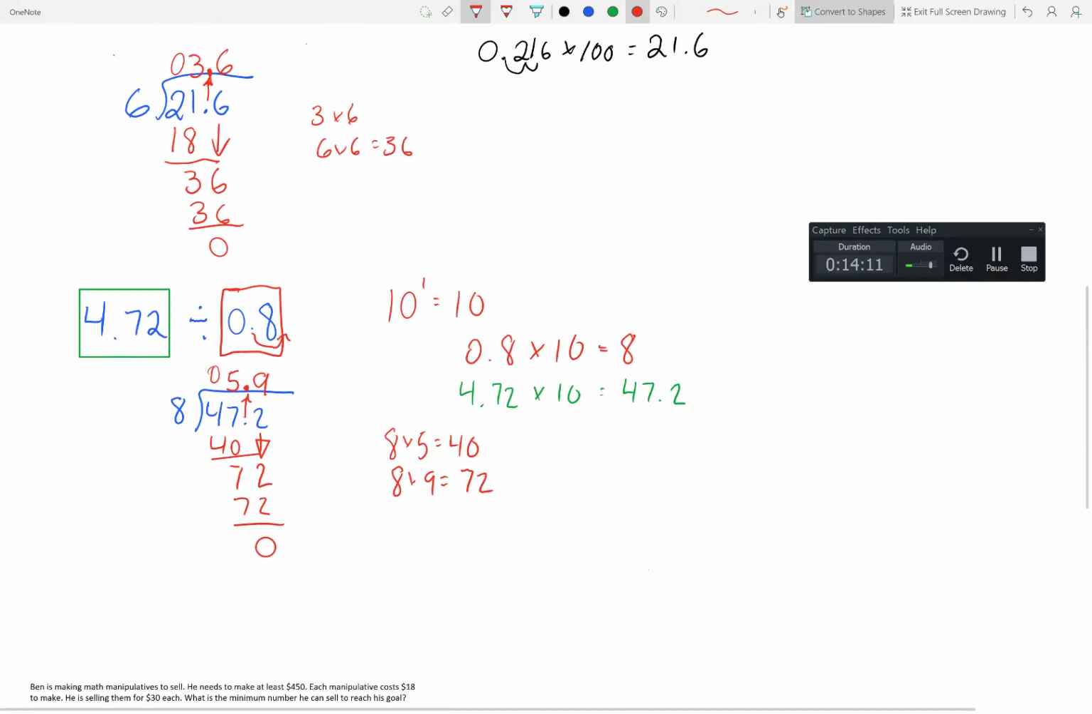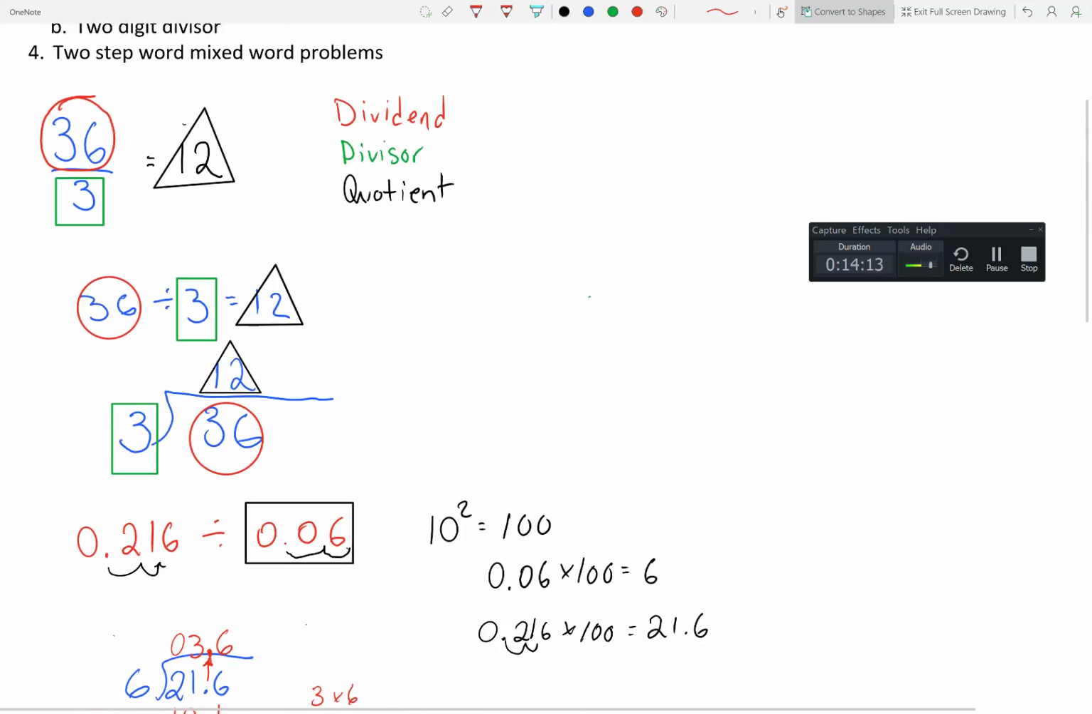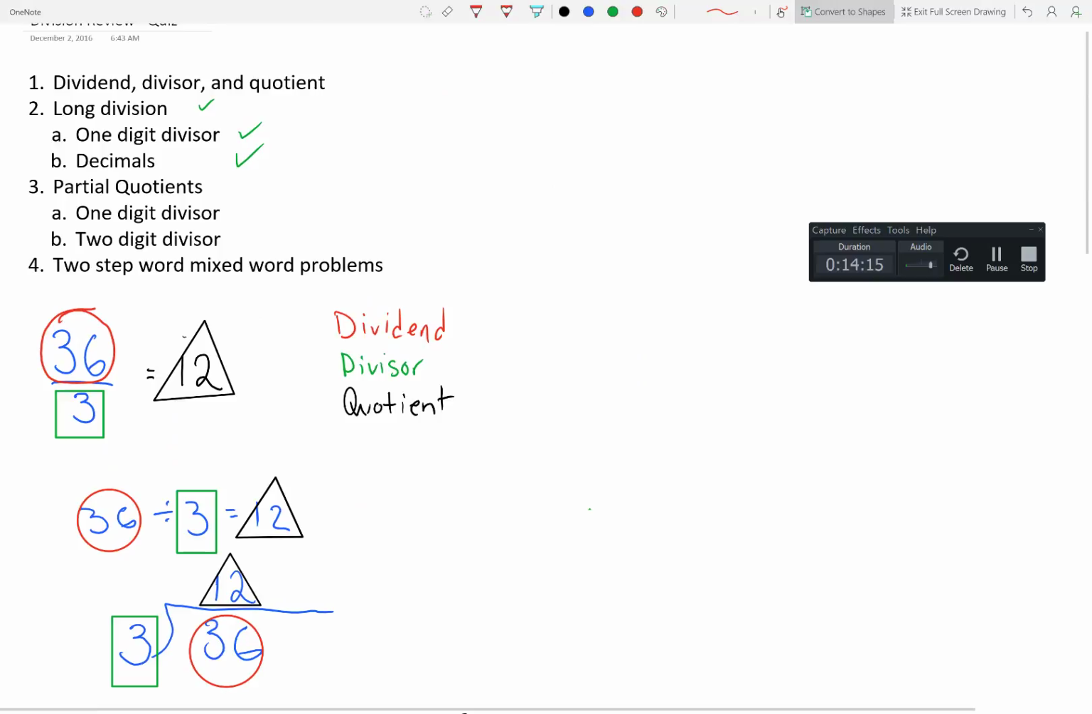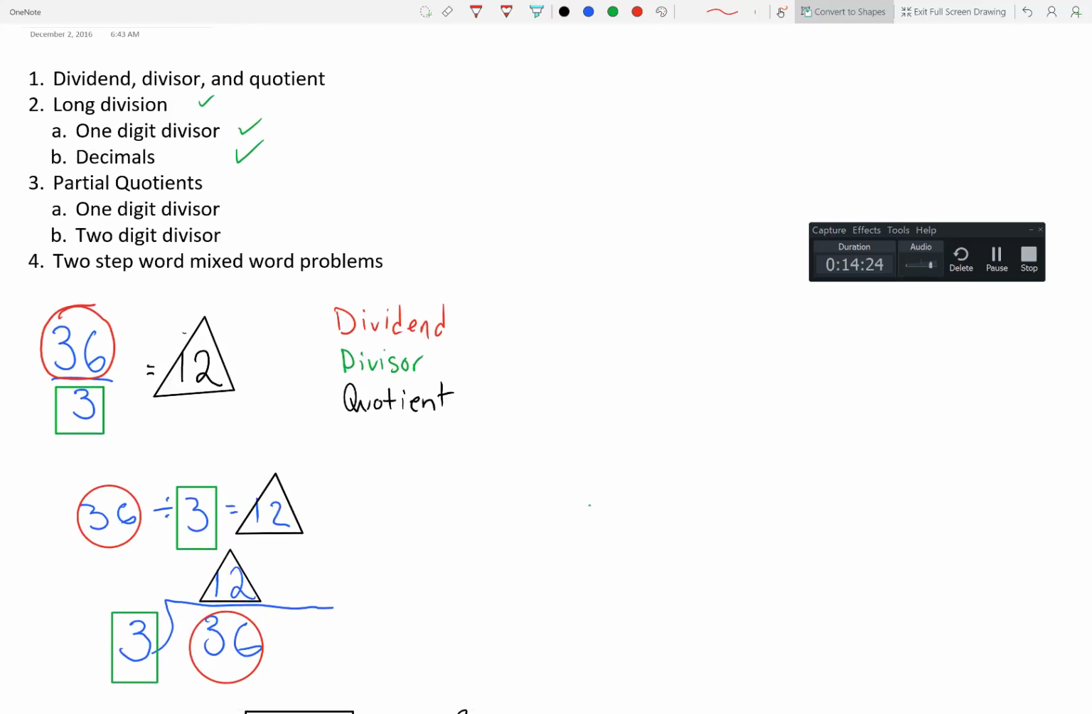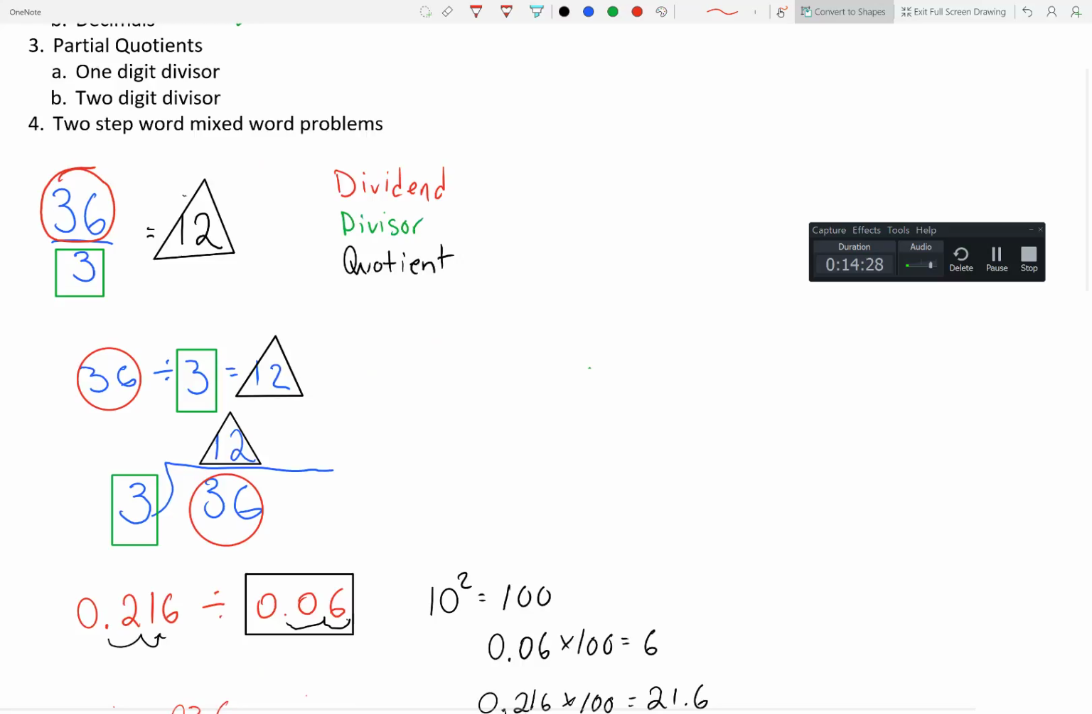All right, moving on. Hopefully that's enough review for long division. I'm going to be moving on now to partial quotients. I will do 2 examples, one with a 1-digit divisor and one with a 2-digit divisor.